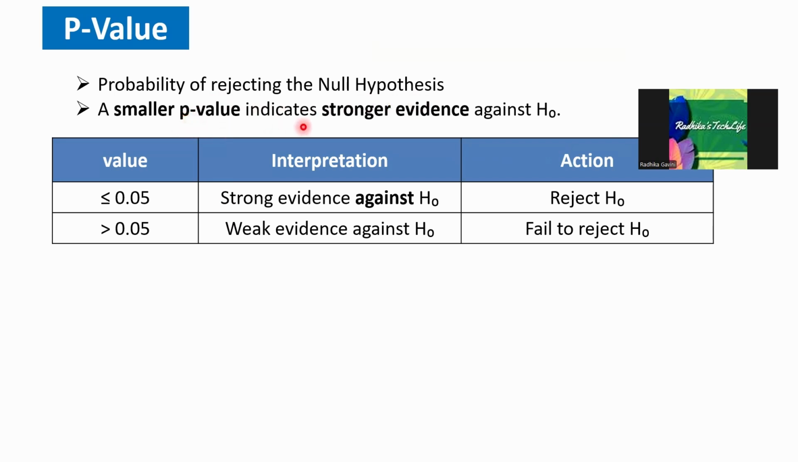A smaller p-value indicates stronger evidence against the null hypothesis. Generally, for a p-value which is less than 0.05, there is strong evidence against the null hypothesis, and hence the null hypothesis has to be rejected. For a greater value of p, which is greater than 0.05, there is weak evidence to reject the null hypothesis. So in such a case, it is not possible to reject the null hypothesis.